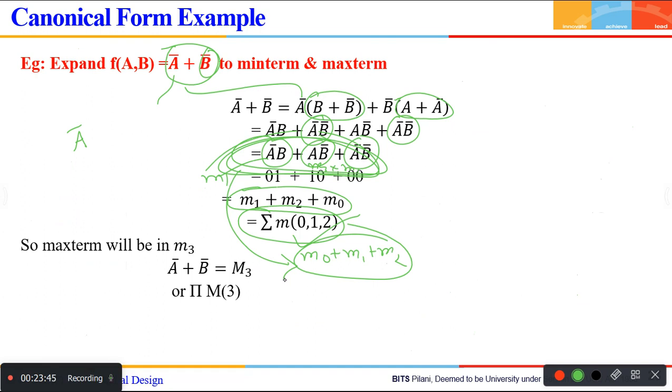So max term will be in M3, okay. Now, of course, this is already in the form of max term, right? A bar, B bar, right? You can just put it as M3, doesn't matter. It's already in the max term form, okay? Fine.